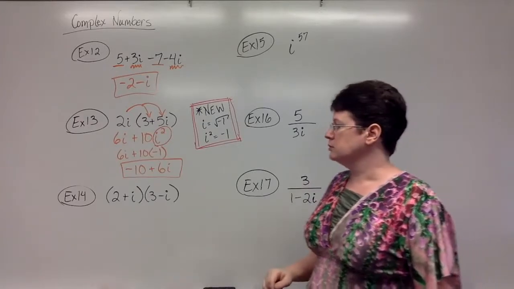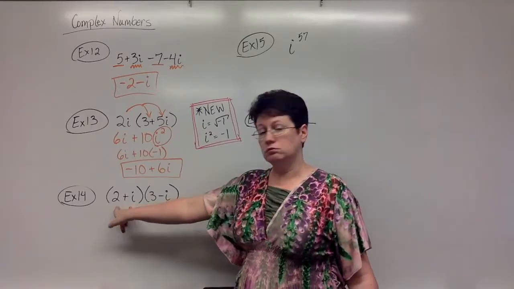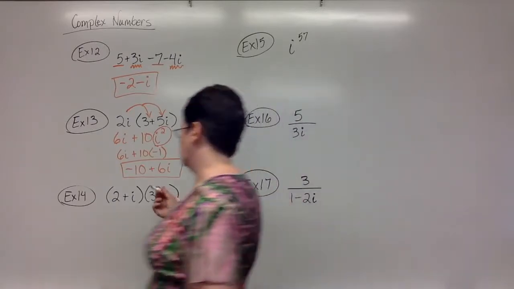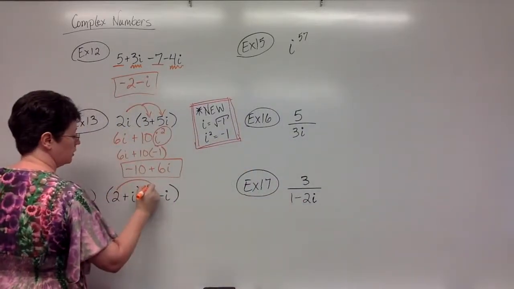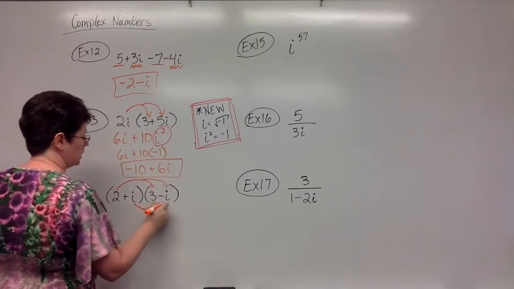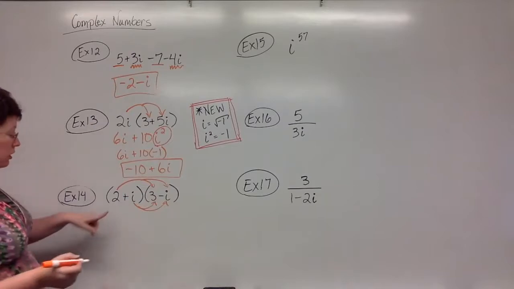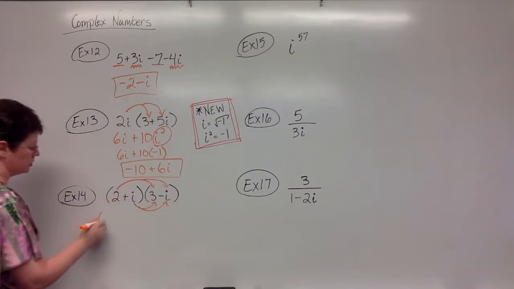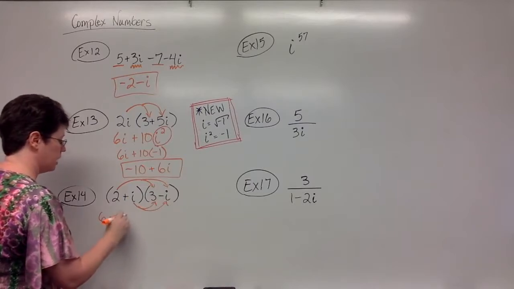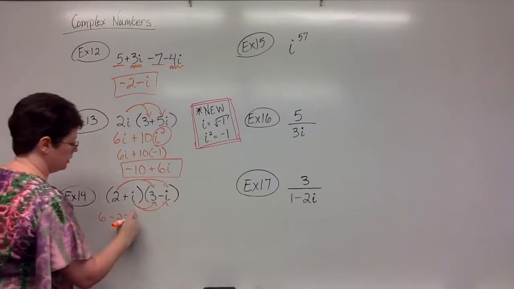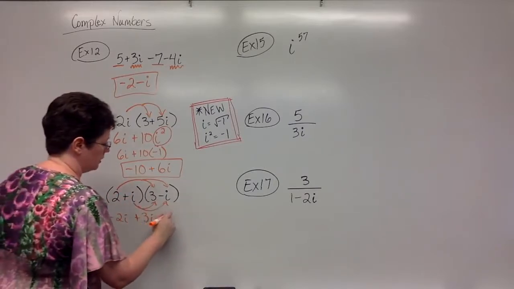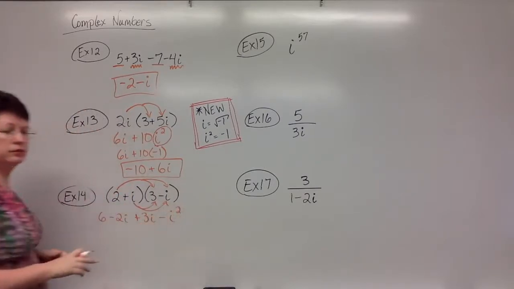Okay? Number 14. Binomial times binomial. So FOIL, right? Double distribute if you had a teacher who called it double distribute. That's okay. It's not a big deal. Okay? 2 times 3, still 6. 2 times negative I, minus 2I. I times 3 plus 3I. I times negative I squared.